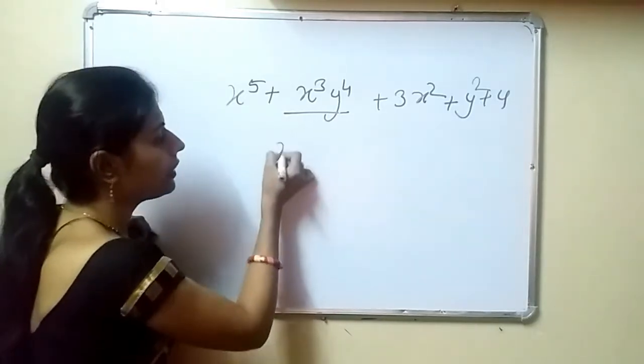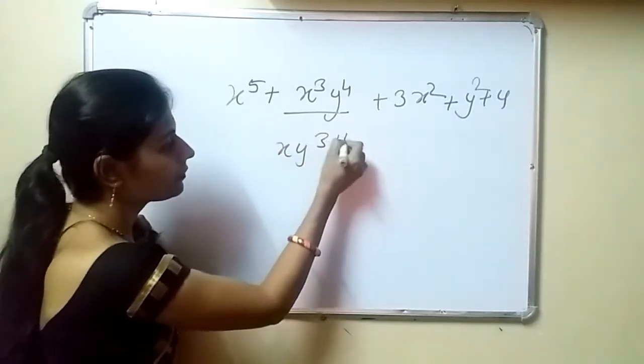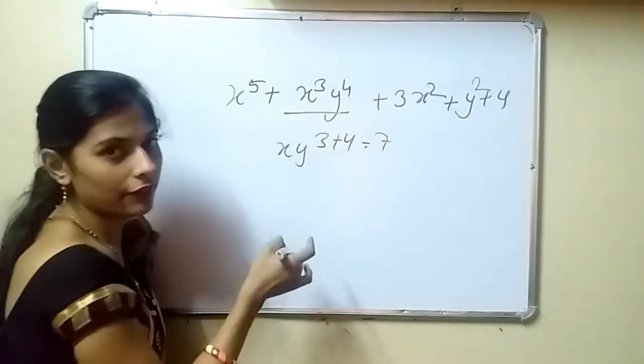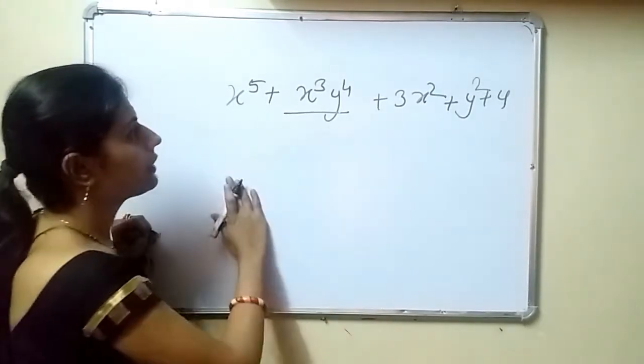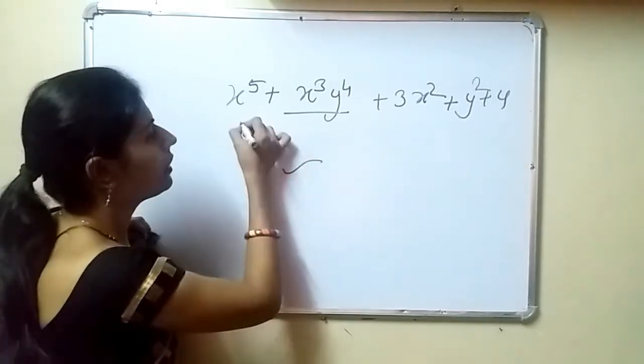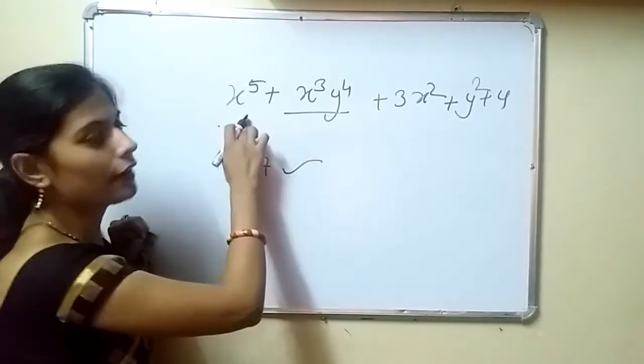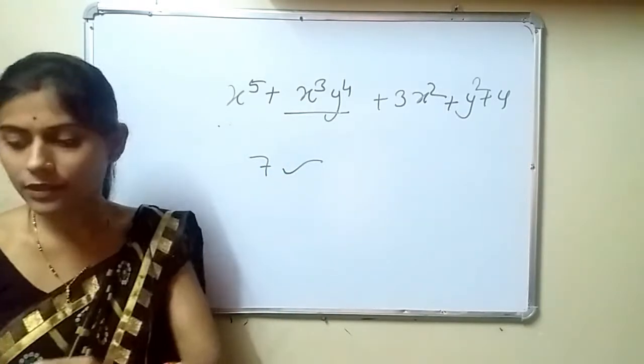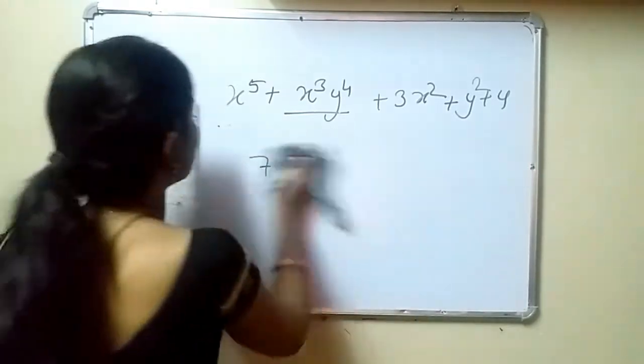Because when you are adding these powers, it will become 7. So which power is greater, 5 or 7? 7 is greater, so 7 is your right answer. If you write the answer with 5, it will be wrong. See, next example we will see.